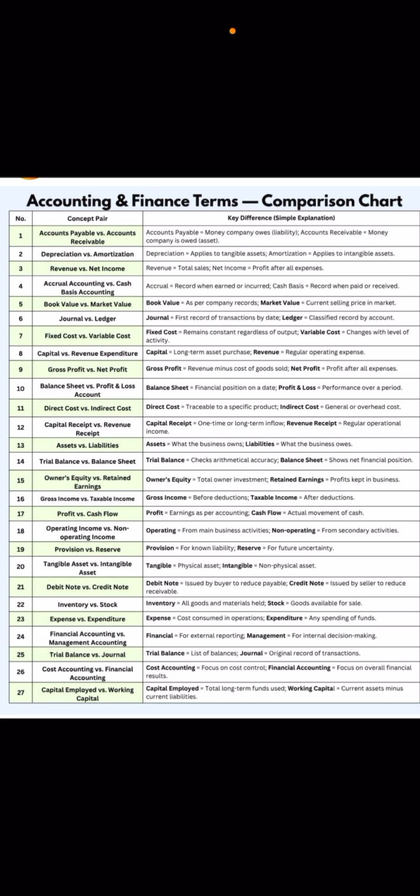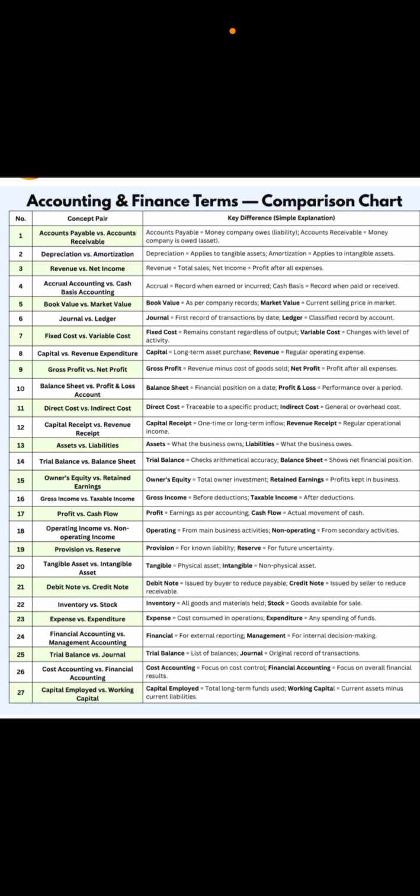Provision versus reserve. Provision is for a known expense or liability. Reserve means for future uncertainty. We preserve some cash for future contingency, which is known as reserve.